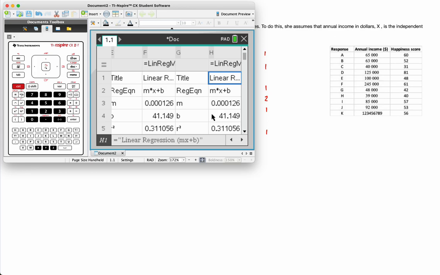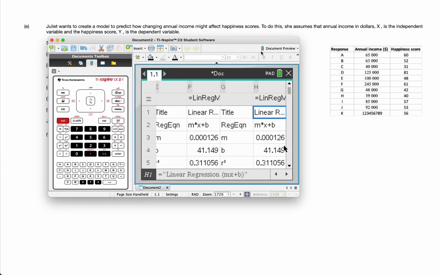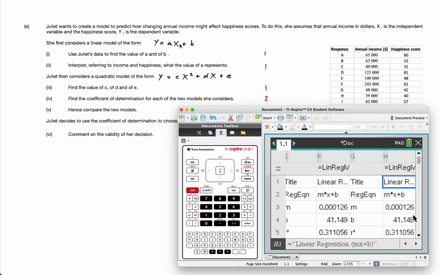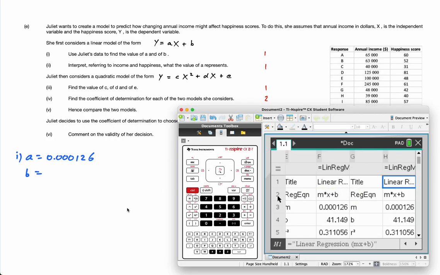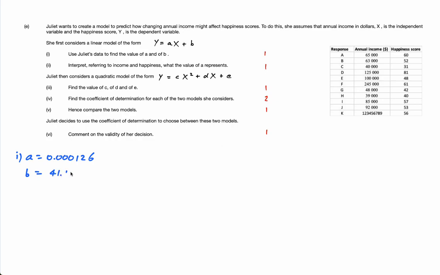So I get A and B. Now guys, note, she's using A and B. My calculator is using M and B. So don't freak out. That's obviously A. So, this is part I. A equals 0.000126, and B is equal to 41.149. Okay, that's part I.